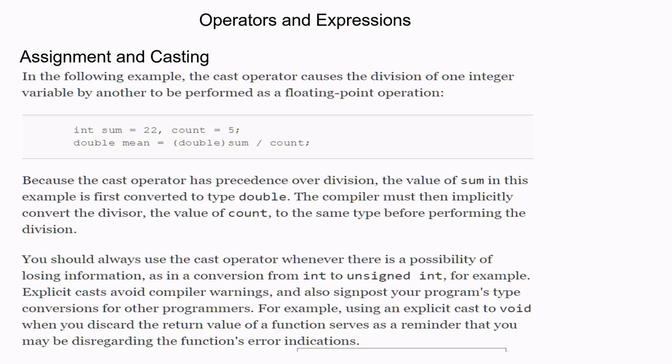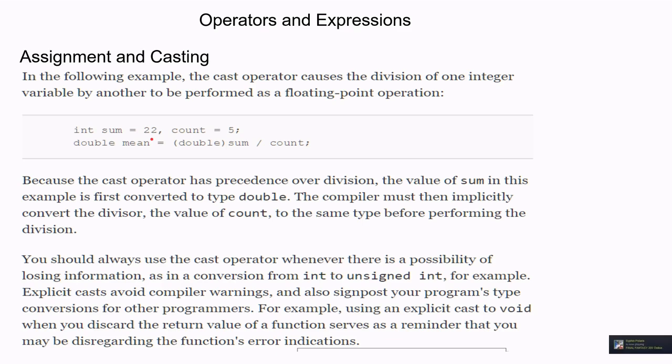The value of sum in this example is first converted to a double, and then because the first one is a double, it sees the division operator and says, okay, I'm doing division with doubles here. Count is not a double, so I'm going to quietly convert it to a double so that the operation can work, and it will then assign this whole value here to the double mean.